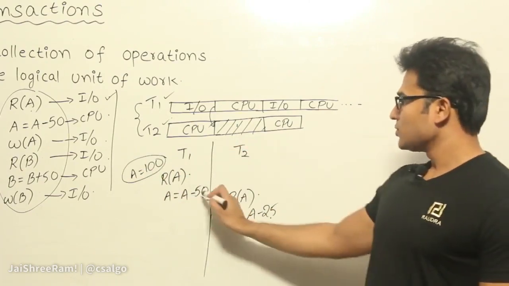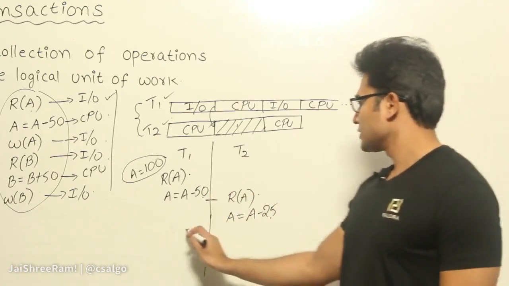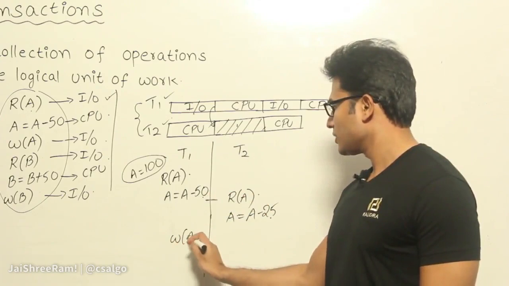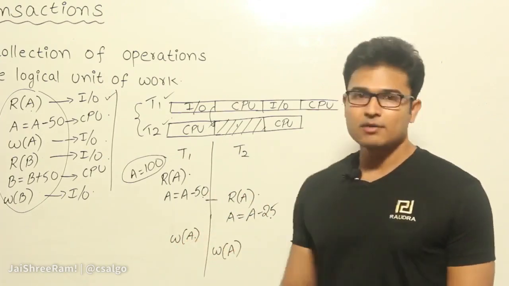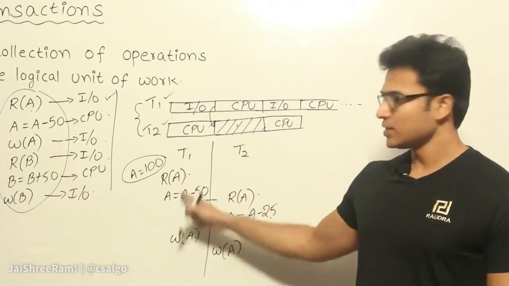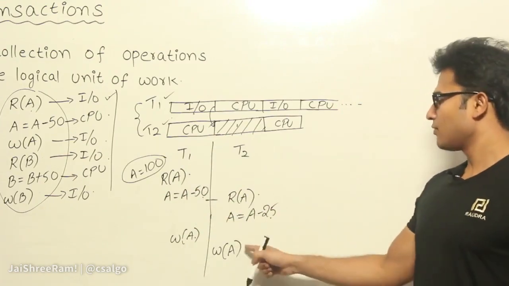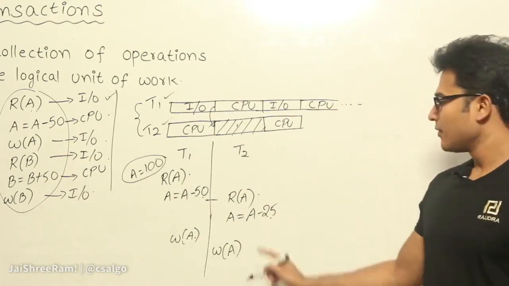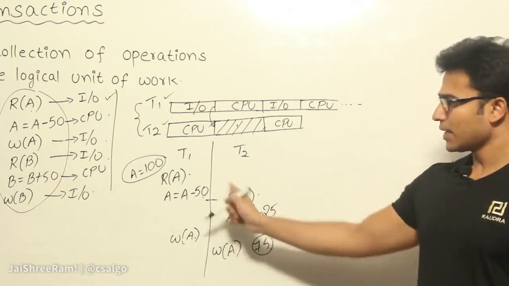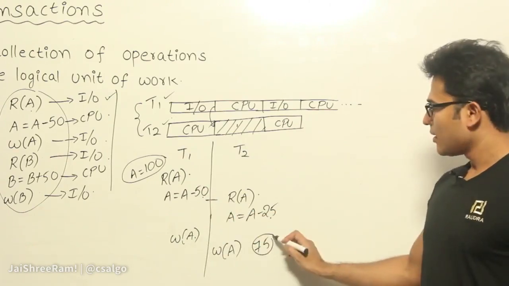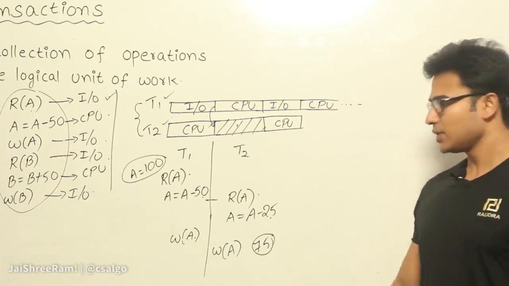But now since you have preempted T1 and started T2 in between, what happens is, if you write the value of A here and then write the value of A here, this one is going to write the balance of A as 50, because according to this transaction A's value is now 50, and this one is going to write the value of A as 75. Therefore the final value of A is going to be 75. After both these transactions, the amount has to be 25, but now the amount is wrongly shown as 75, right?